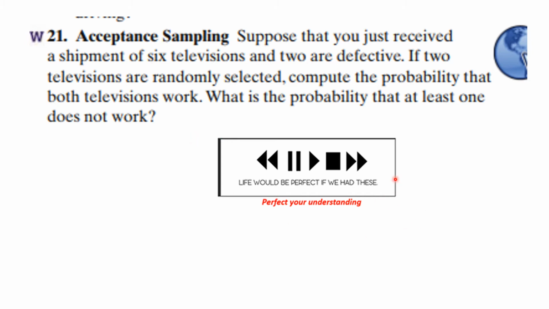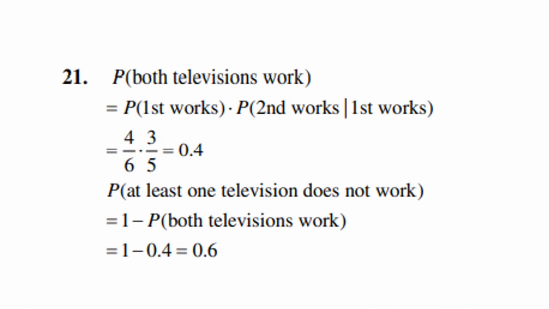You know what to do. Let's see how you did. Probability that both work. Here's the equation for that. You do the arithmetic and you get 0.4. The probability at least one television does not work is 1 minus the probability both TVs work. And this is the answer you get. So that is the answer for the first part. This is the answer for the second question.